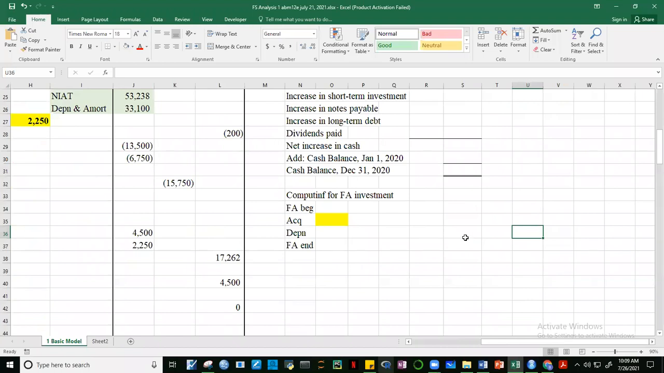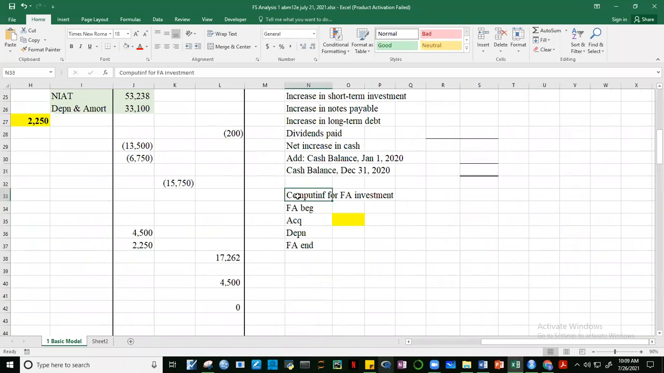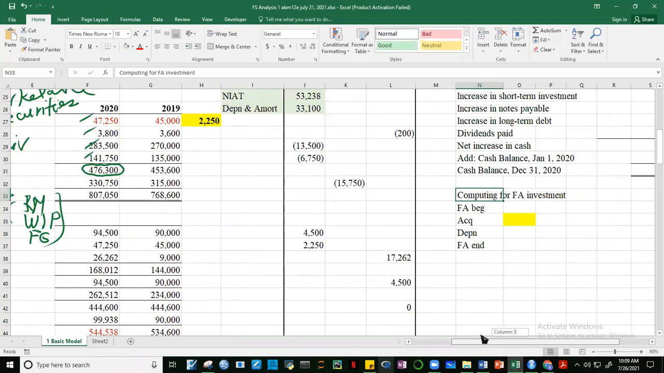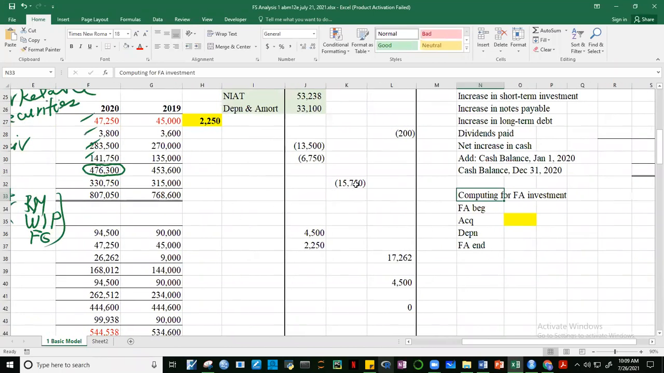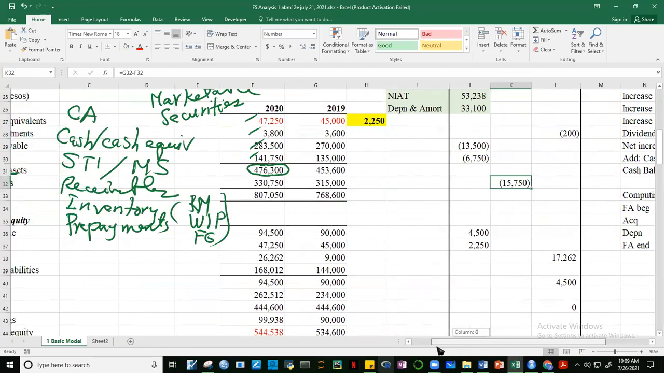Alright? So this is more of the T account, no? Natutunan niyo naman sa accounting to, yung T account, no? So, pero gagawin natin, computing for FA investment, fixed asset investment. So, it appears that the fixed asset investment is 15,750, no? Pero that's wrong, guys. Hindi ang investment 15,750.